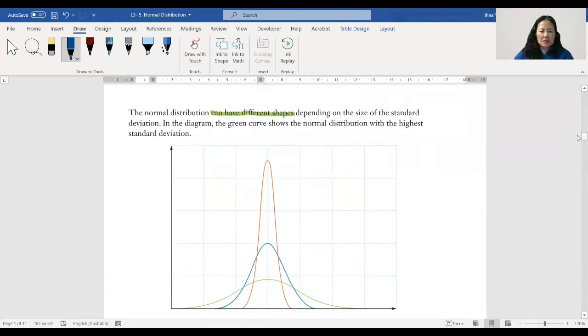Now, this is just the information. We don't always have a nice, evenly spread bell-shaped curve. It can change, depending on the standard deviation, because the spread is plus or minus the standard deviation. So it all depends on that.